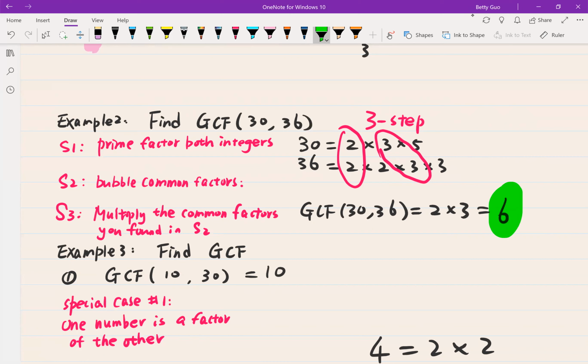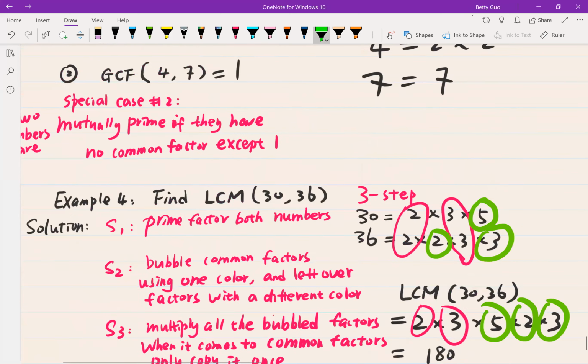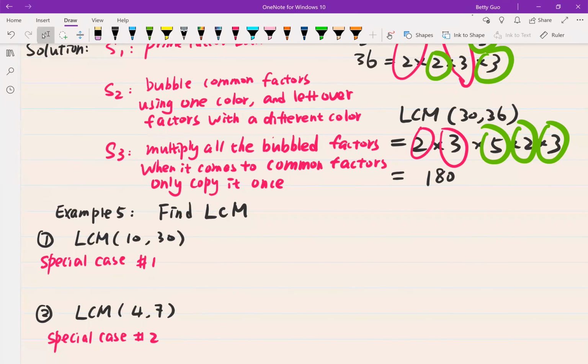Even in GCF, the first word is greatest. Similarly, in least common multiple, the first word is least. But when we look for the least common multiple, we are looking for a bigger number. In this case, the least common multiple turns out to be 180. It is bigger than 30 and bigger than 36, right? So you need to be aware that when you are looking for GCF, you are looking for a smaller number.